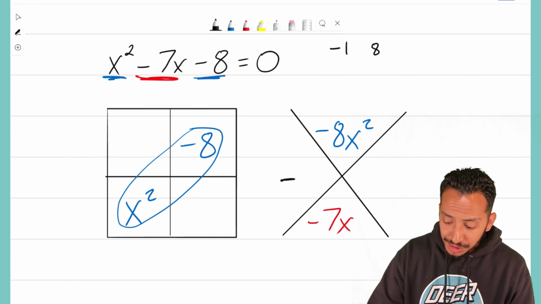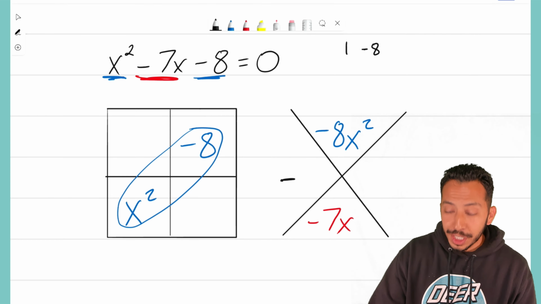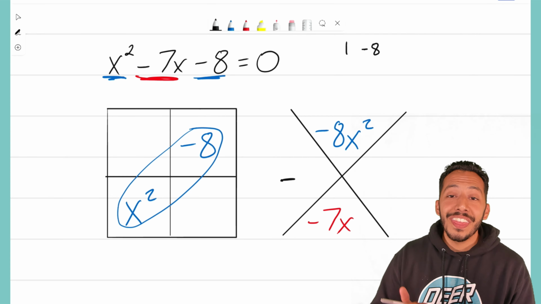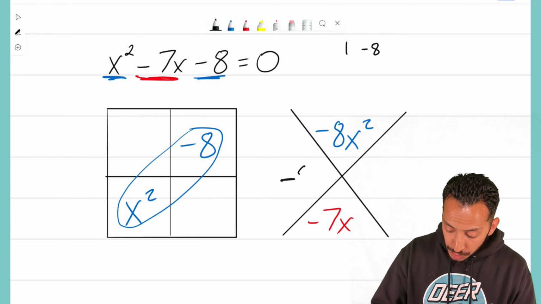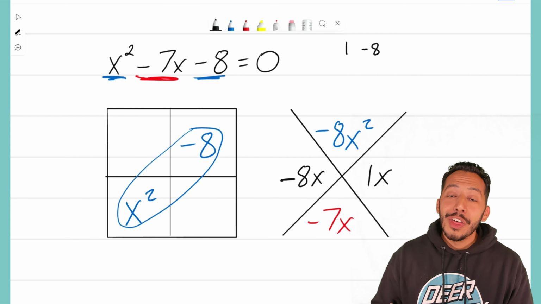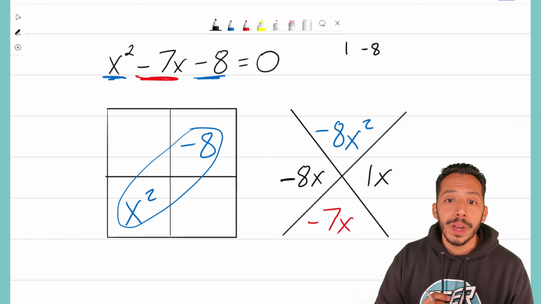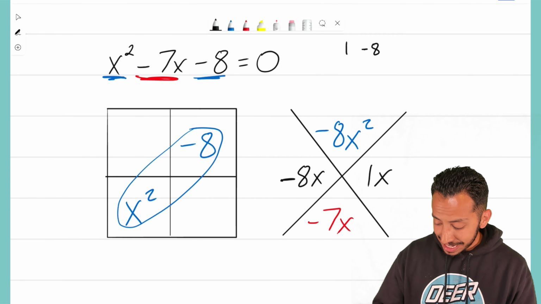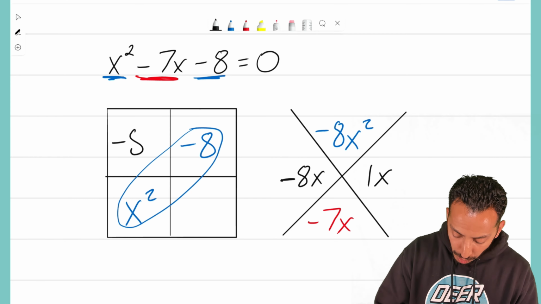So I think what we have to do is take that negative 1, take the negative off, put it on the negative 8. I think that is going to get us to negative 7x. Think about that. You have negative 8x's, but you add an x to it. Those are the two missing pieces. Those multiply to negative 8x squared, but they add to negative 7x. Awesome, awesome, awesome. All right, we're going to throw that back into our box.